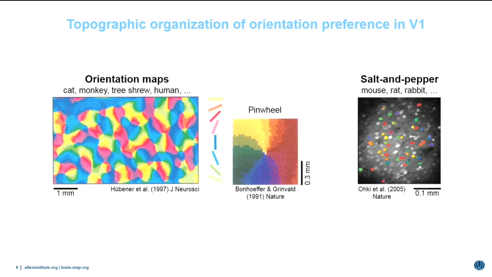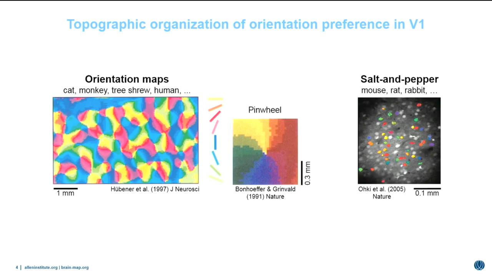And despite the fact that all the cells in V1 are orientation selective, the topographic organization of the preferred orientation, so the orientation that the neuron prefers, is not universal. It's actually species dependent, and it comes in roughly two flavors. In some species, such as cat, monkey, and us humans, we find so-called orientation maps in V1. And in these maps, the preferred orientation, which is shown here as a color code, is systematically mapped onto the cortical surface in a so-called pinwheel fashion.